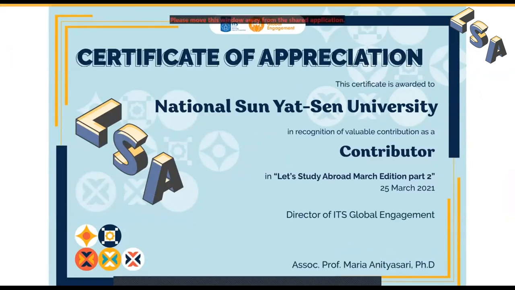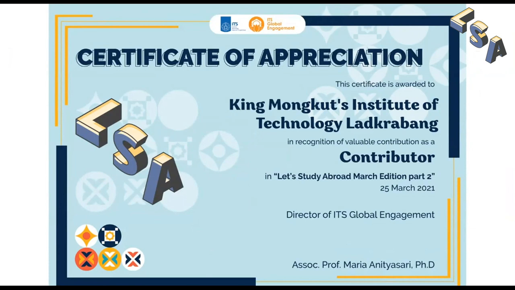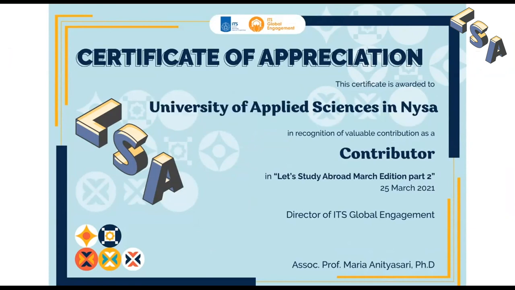Yeah, this certificate is for National Sun Yat-sen University. The next one is for King Mongkut Institute of Technology, Ladkrabang. Thank you very much. And the next. And the last but not least, thank you very much to University of Applied Sciences in Nysa.